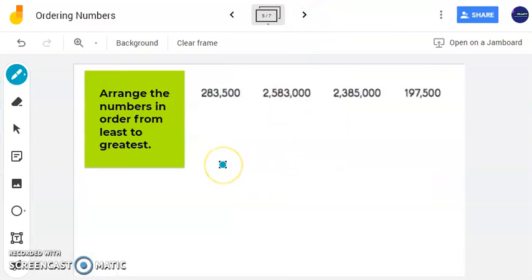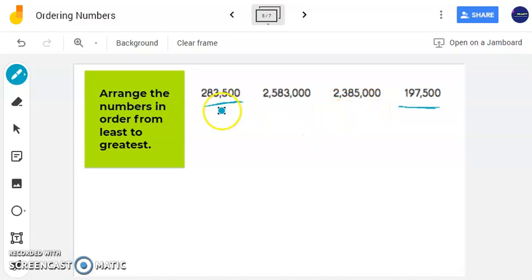In this next problem here, our goal is to arrange the numbers in order from least to greatest. So as always, I'm going to read the numbers I have. 283,500, 2,583,000, 2,385,000, and here we have 197,500. Now, first thing I notice, this is a 6-digit number and this is a 6-digit number. While these two numbers go all the way to my millions and they're 7 digits.